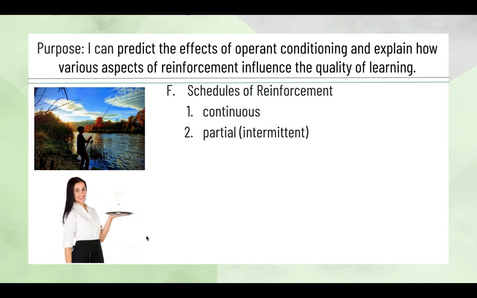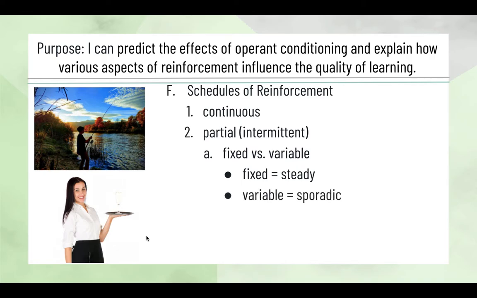So, partial or intermittent reinforcement. Here's how we're going to discuss this: it's either going to be fixed or variable. Fixed means that it's a set number or a set amount, it's steady. A good example here would be every 2 weeks you get paid. You know that every 2 weeks you will get reinforced. Variable is sporadic. You don't know when it's going to happen. A good example of this would be pop quizzes.